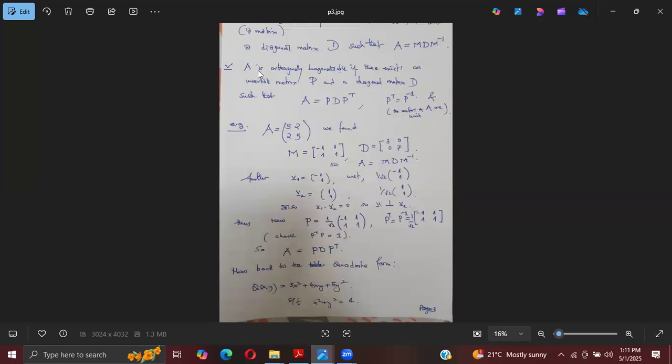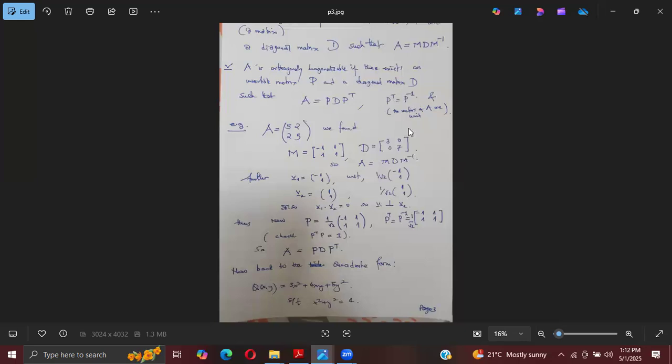How? A is orthogonally diagonalizable if there exists an invertible matrix, now we were using M, now we are using P, and a diagonal matrix D, such that instead of writing A as MDM inverse, I write A as PDP^T. Now, P^T is the transpose of this matrix. The good thing about this is that the transpose of this matrix is actually the inverse of this matrix. So P^T, the transpose of P, is the inverse of P on one condition.